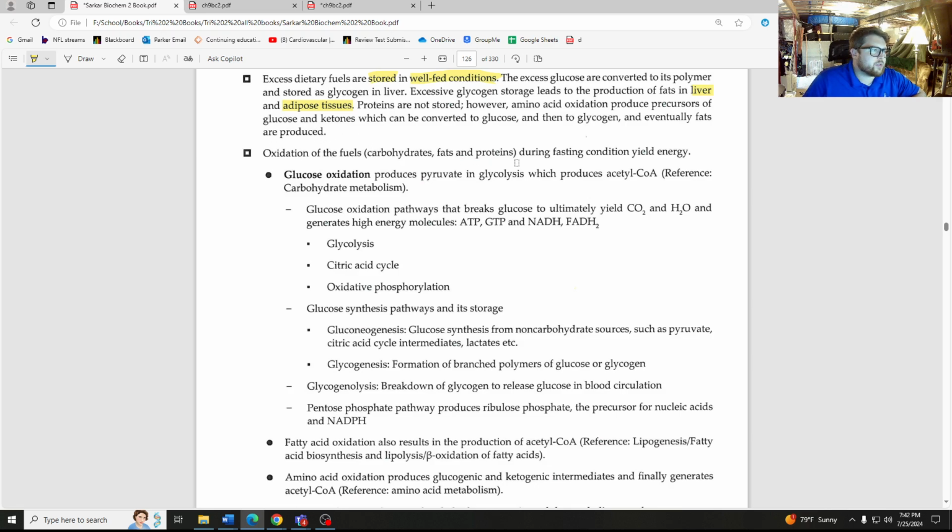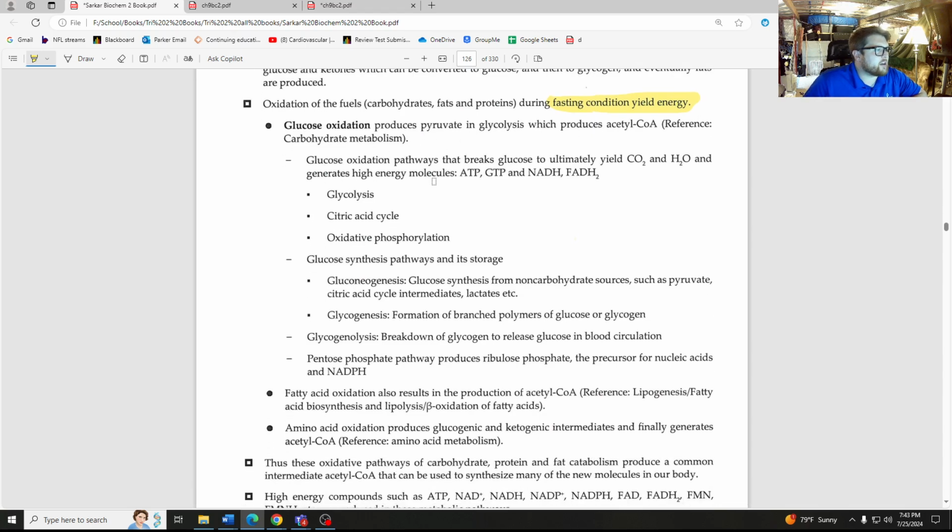Oxidation of those fuels during fasting conditions yields energy. So we're breaking down when we're fasting, we're building when we are well fed. We have our glucose oxidation. We get that pyruvate in glycolysis, which produces acetyl-CoA. And then I'm not going to read through all of this, just pointing out, again, like I said, we have glycolysis, we have the citric acid cycle, we have oxidative phosphorylation, aka the electron transport chain.